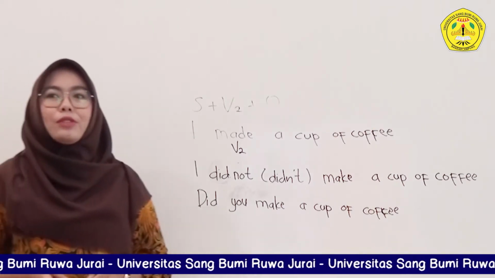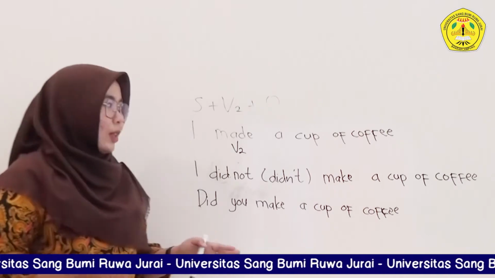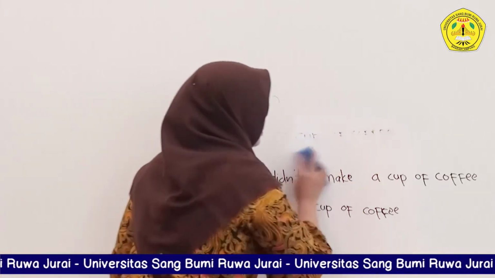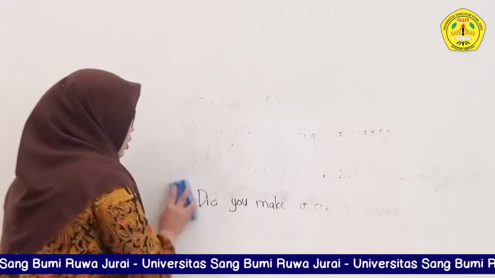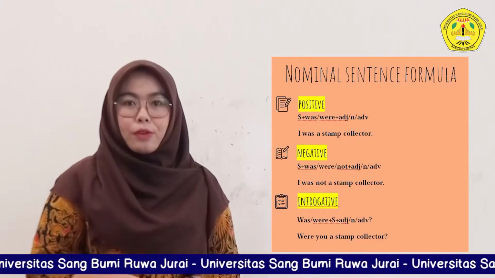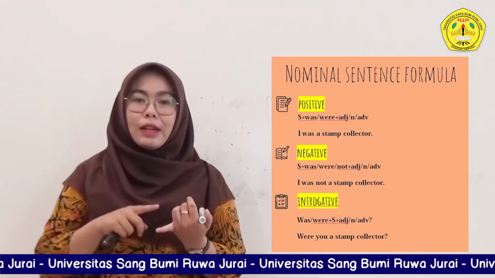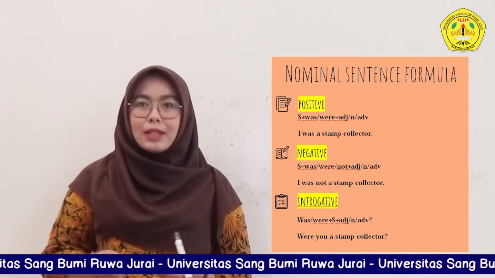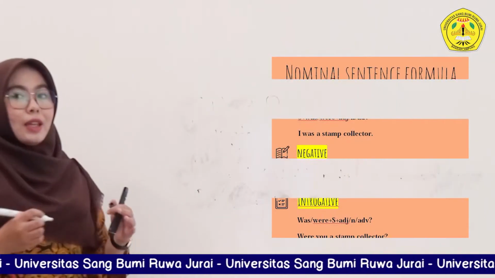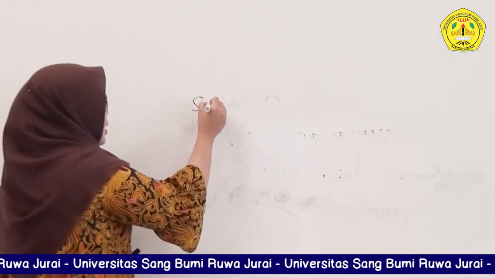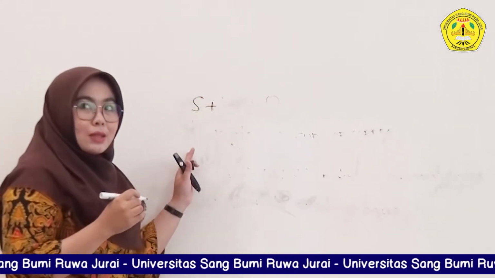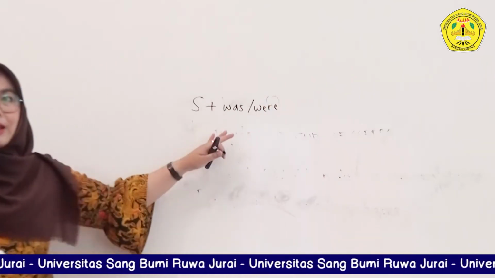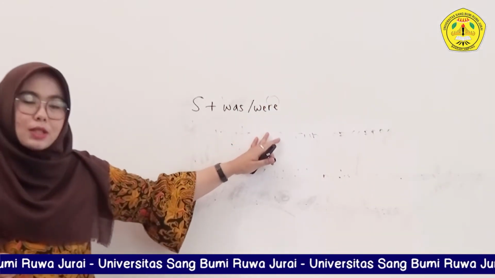Okay, so now we move to how to make a nominal sentence. This is the formula. If in a verbal sentence we use a verb, now we will use a noun, adjective, or adverb in a sentence, so we call it a nominal sentence. This is just the same as the formula before, but now we change it to subject plus to be. To be in simple past tense is was and were. The use of was and were is based on the subject that we use in a sentence.